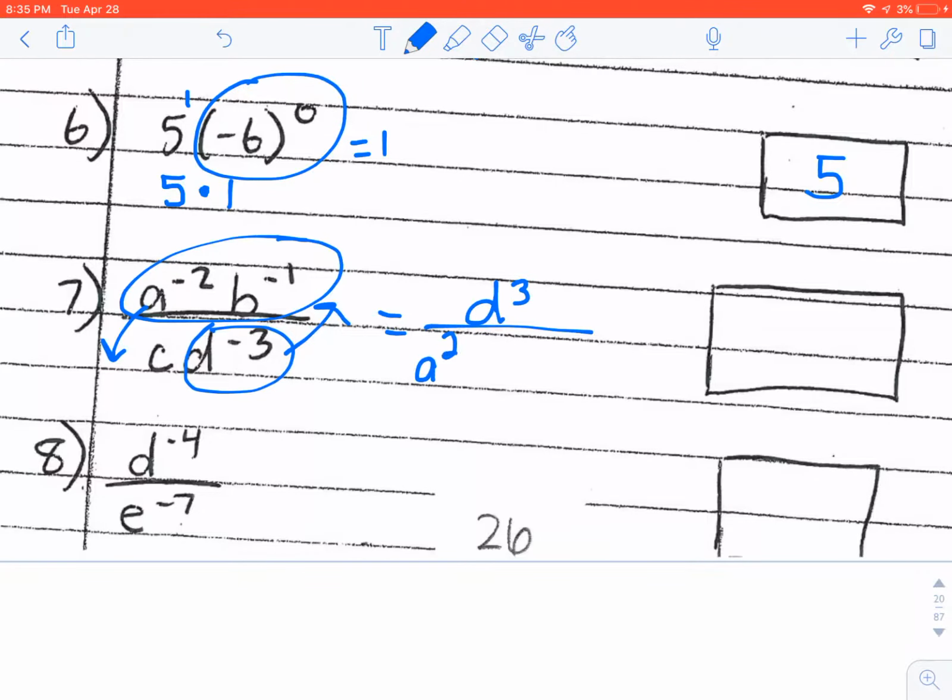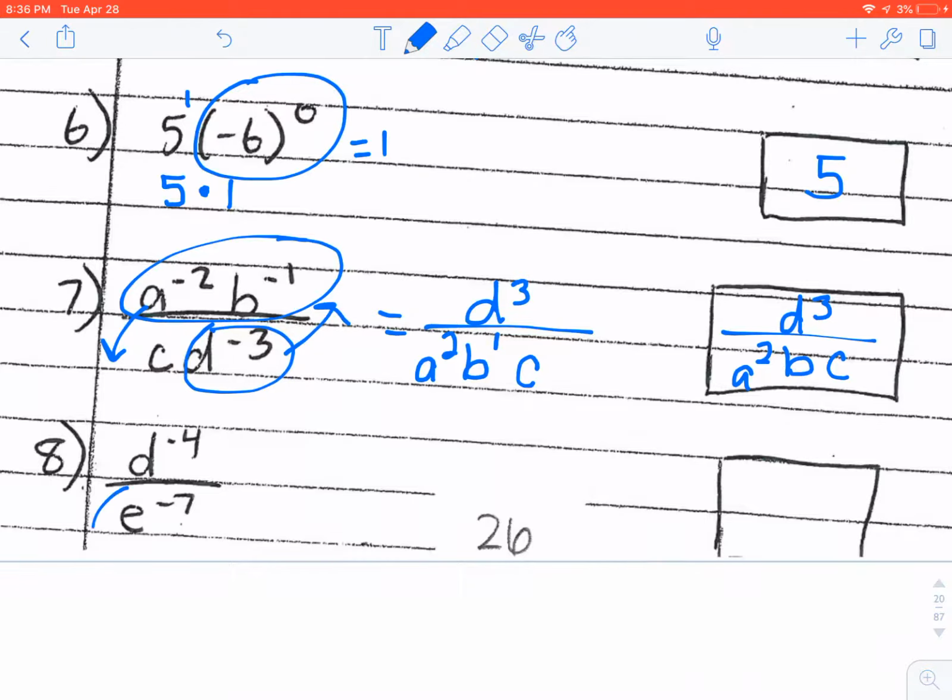A to the 2nd, B to the 1st went to the bottom. C is still on the bottom. Now looking at these, you have an A, B, C, and D. All of the bases are different, so there is not anything else that can be reduced. So D to the third over A to the second, BC.